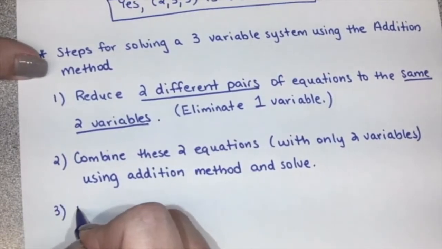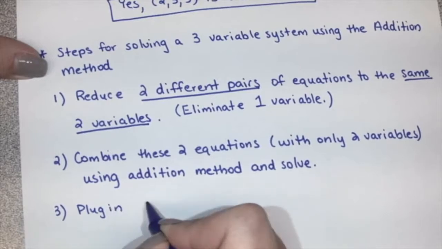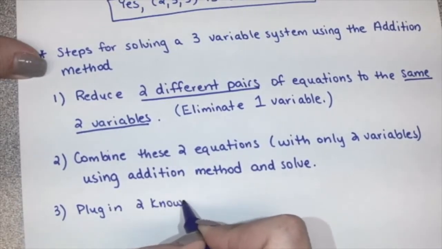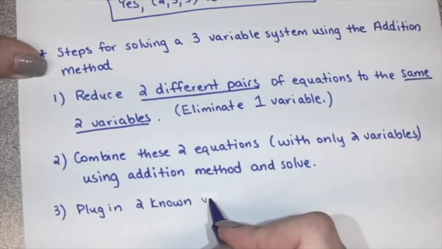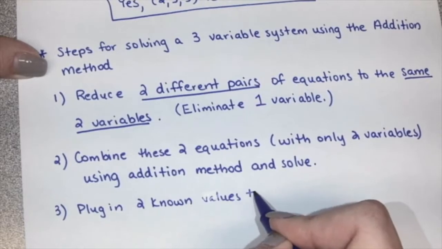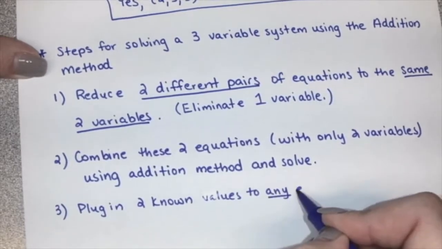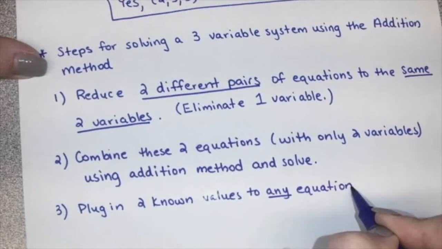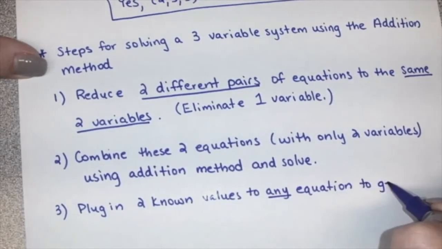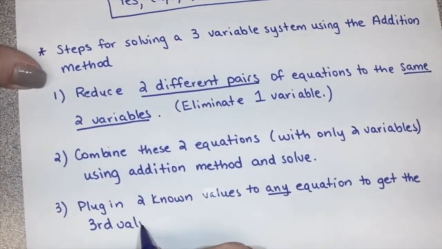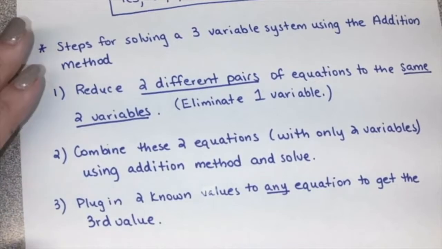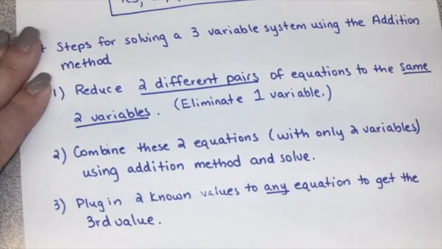And then step number 3 is you're going to plug in the two known values that you now know from step number 2 to any equation to get the third value. And then last but not least, you're going to write your answer as a point and check it.